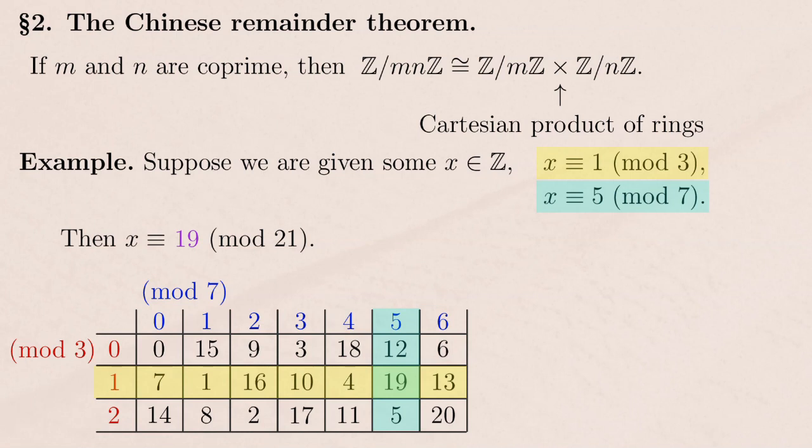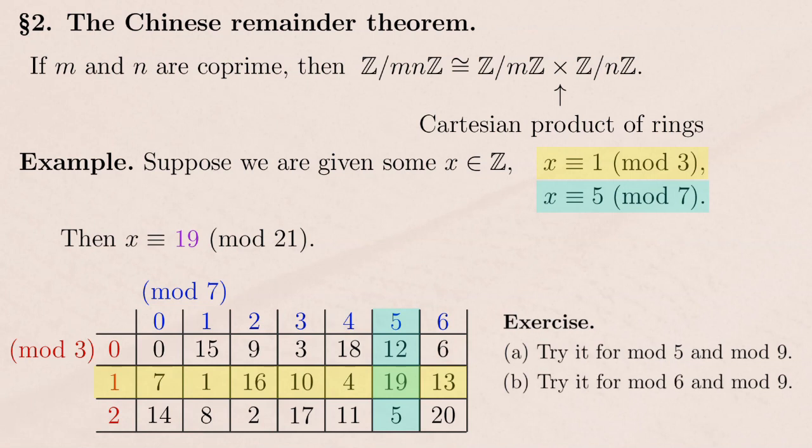If you've never seen this result before, you might like to draw out the same table mod 5 and mod 9 to convince yourself that it also works for prime powers. On the other hand, if you do it mod 6 and mod 9, you'll end up looping back on yourself before the whole table is complete. Try it and see if you can work out what went wrong. This is because 6 and 9 share a factor of 3.